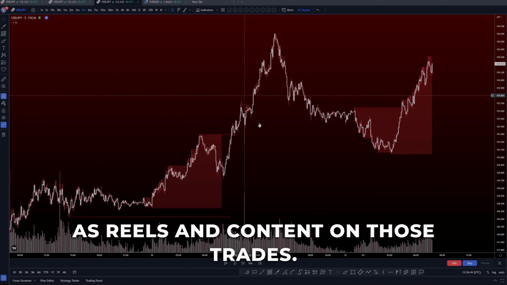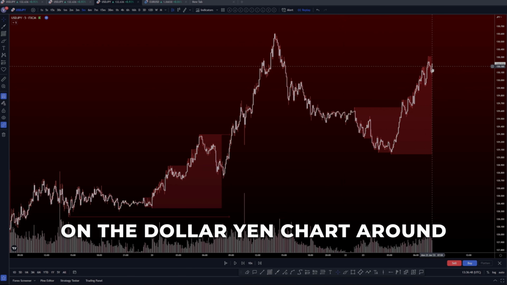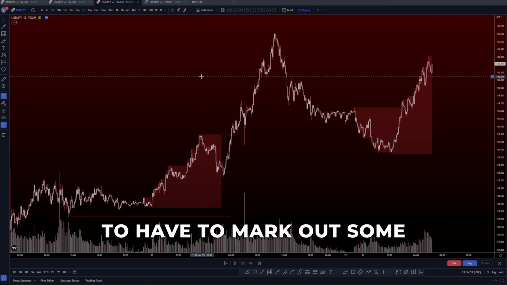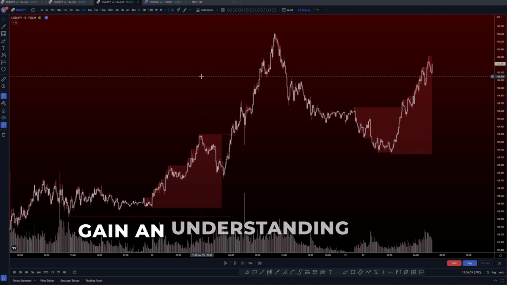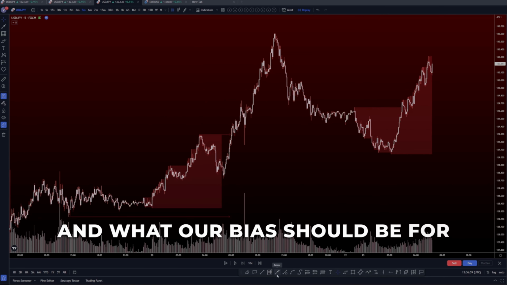But let's say that we're just waking up now on the dollar-yen chart around the London Open. We're 10 minutes before the London Open. We're going to have to mark out some structure just to gain an understanding of the direction of the market and what our bias should be for this day.